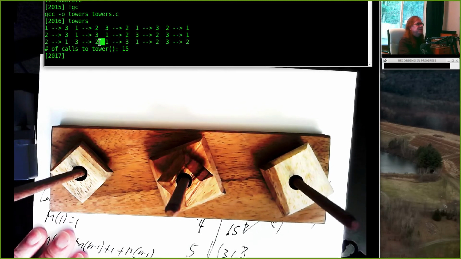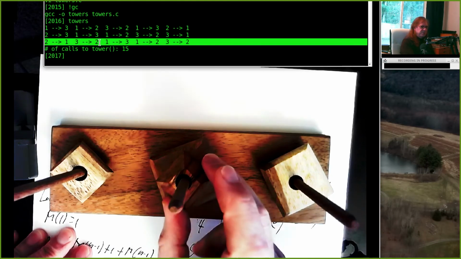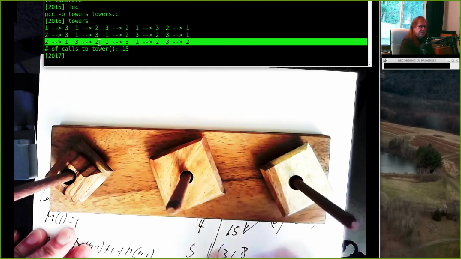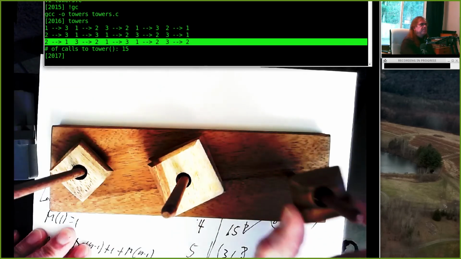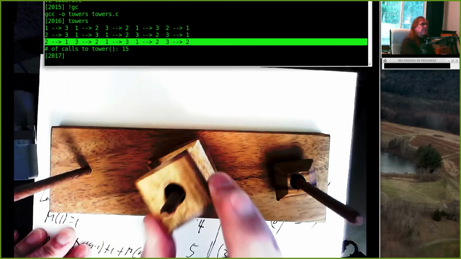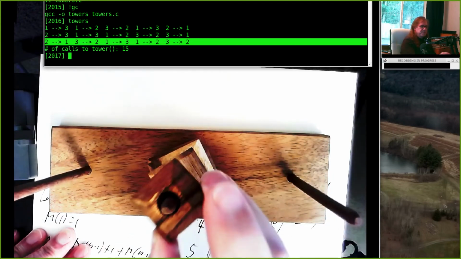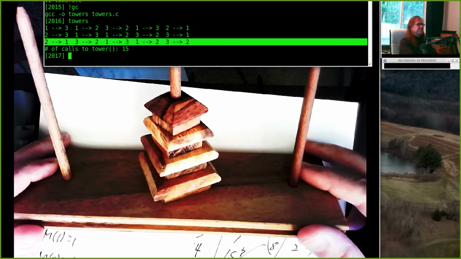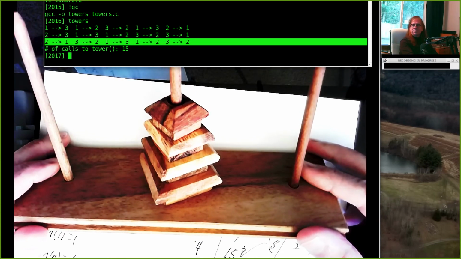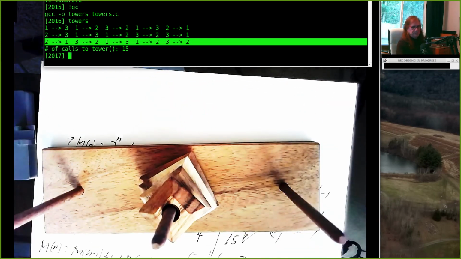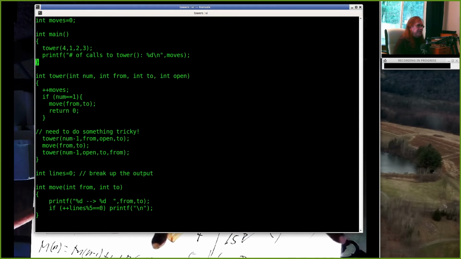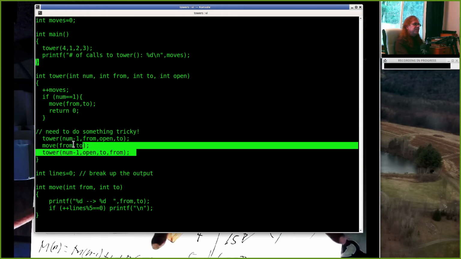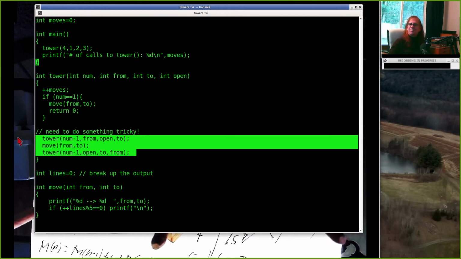And then the last 5 moves, move from 2 to 1, 3 to 2, 1 to 3, 1 to 2, and last move 3 to 2. And guess what? We solved our puzzle. And to figure out this sequence of moves was basically 3 lines of code. The rest is like setup and preamble and wrap up and all that. It's basically 3 operations.